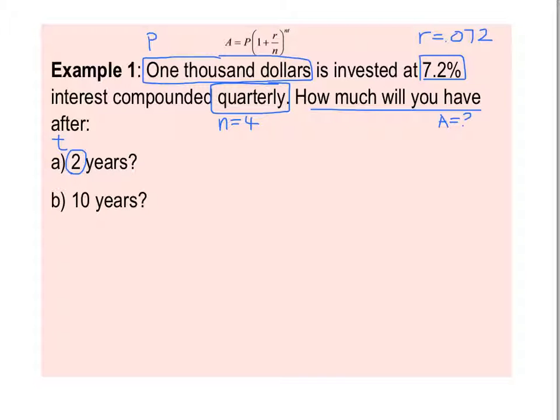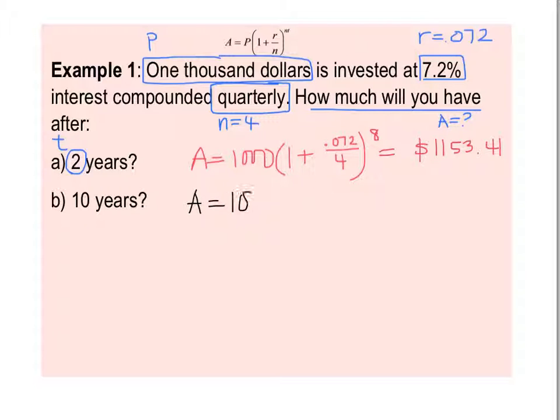So let's first do part A. We're trying to find A. We know P is 1,000. 1 plus our rate, 0.072, over an N of 4, raised to the N times T. So our N is 4, we said, and our T is 2, so N times T is 8. And that's it. We just want to put that in our calculator. We'll round it to 2 decimal places since we're talking about money. And you get $1,153.41.